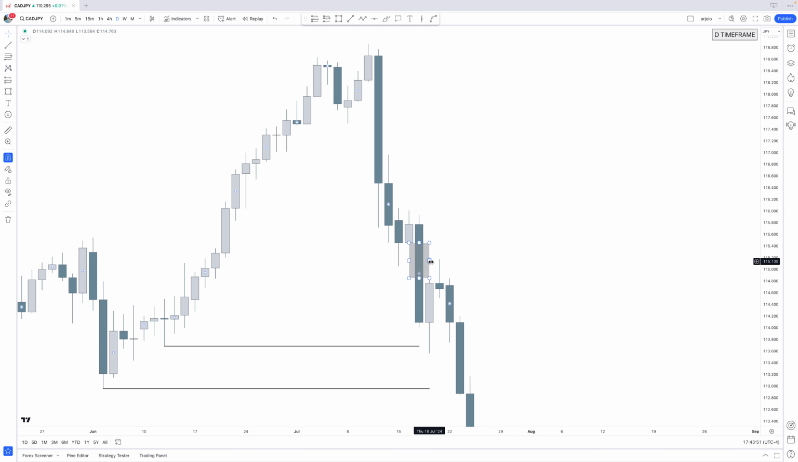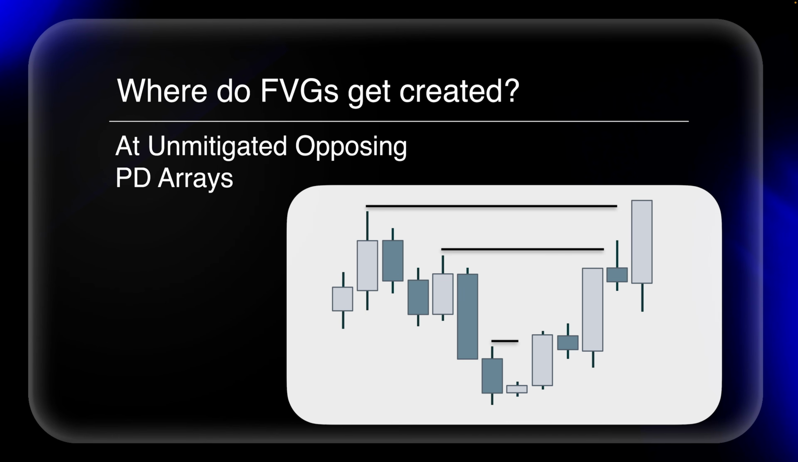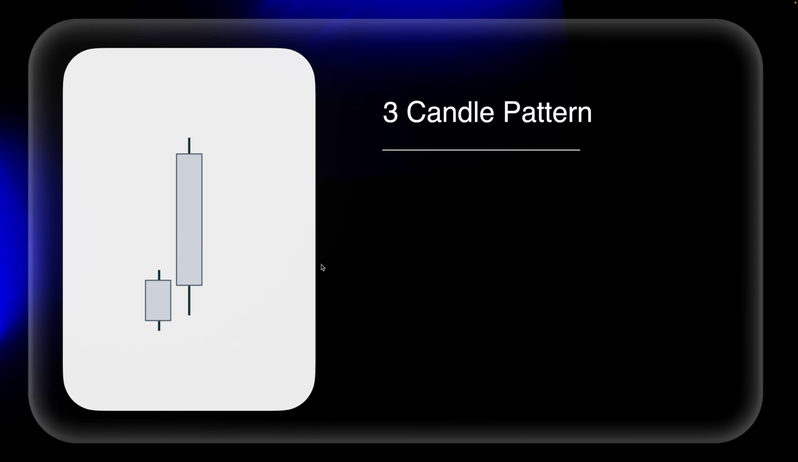Now that's quite a lot going on. We're going to break that down fully so you can easily understand it. So the important part is to understand unmitigated opposing PD arrays, that they act as resistance for price action. When we run into that resistance, that can create a rejection, which can create a fair value gap to then continue higher or continue lower. That is where fair value gaps get created. Now first, we need to understand the basics of a fair value gap.